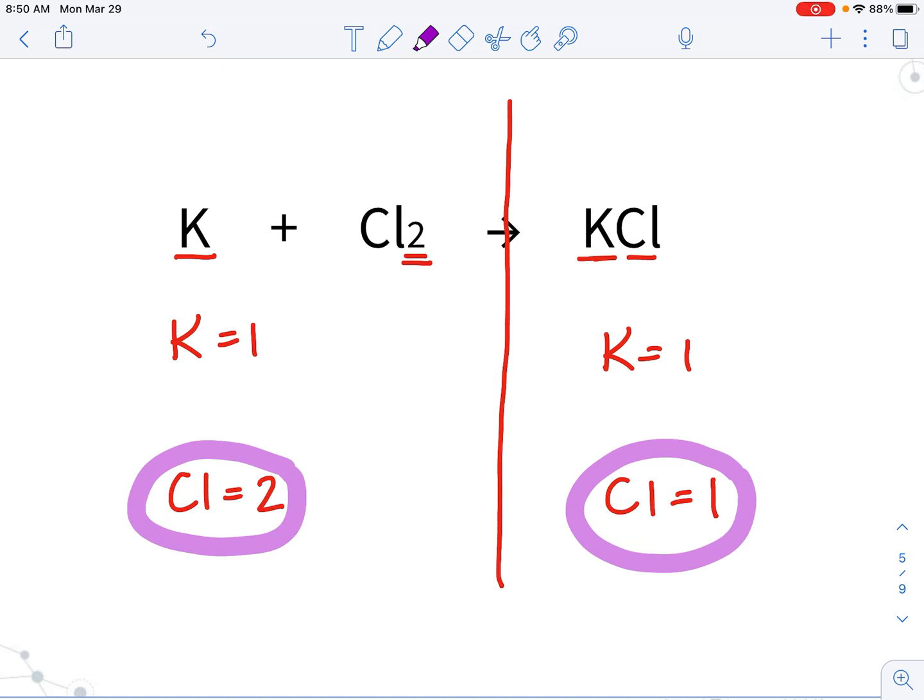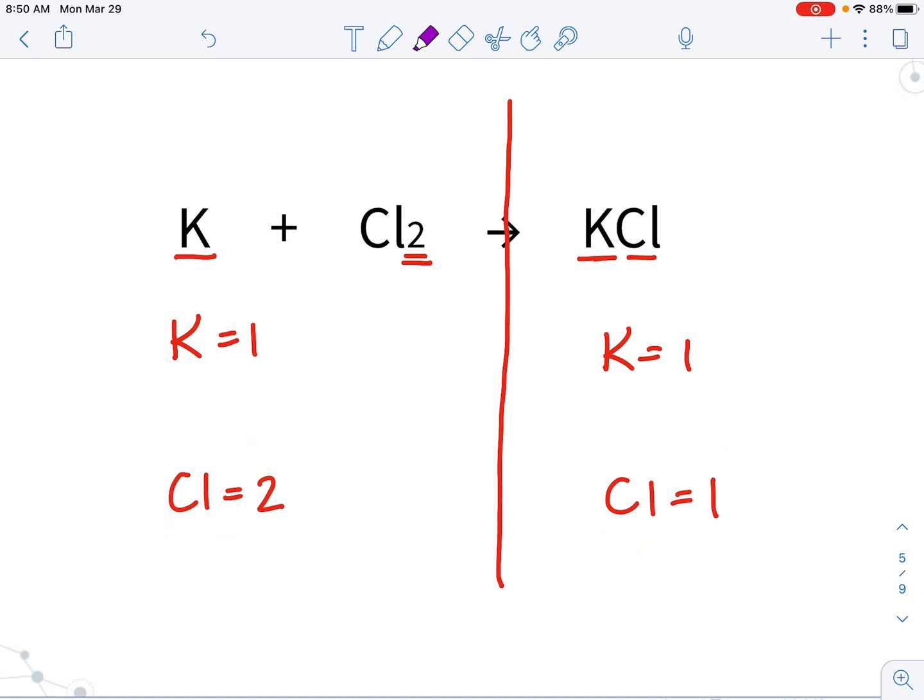That violates the law of conservation of mass. That cannot be true. So I'm going to have to put in coefficients to balance this chemical reaction. I'm just going to draw a line in front of each of these because I know coefficients go in front. If I have 2 chlorine atoms on the left and I only have 1, I'm going to put a coefficient of 2 in front of potassium chloride.